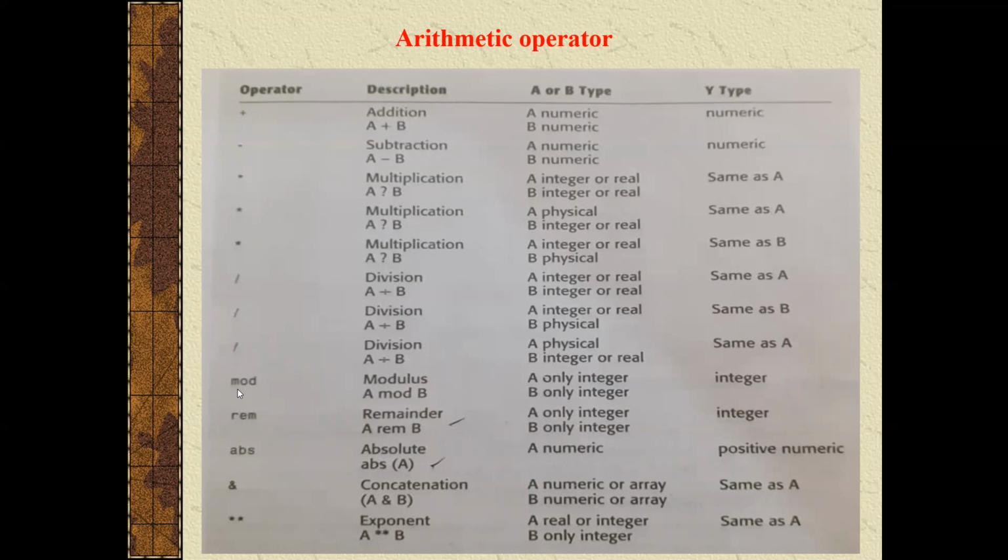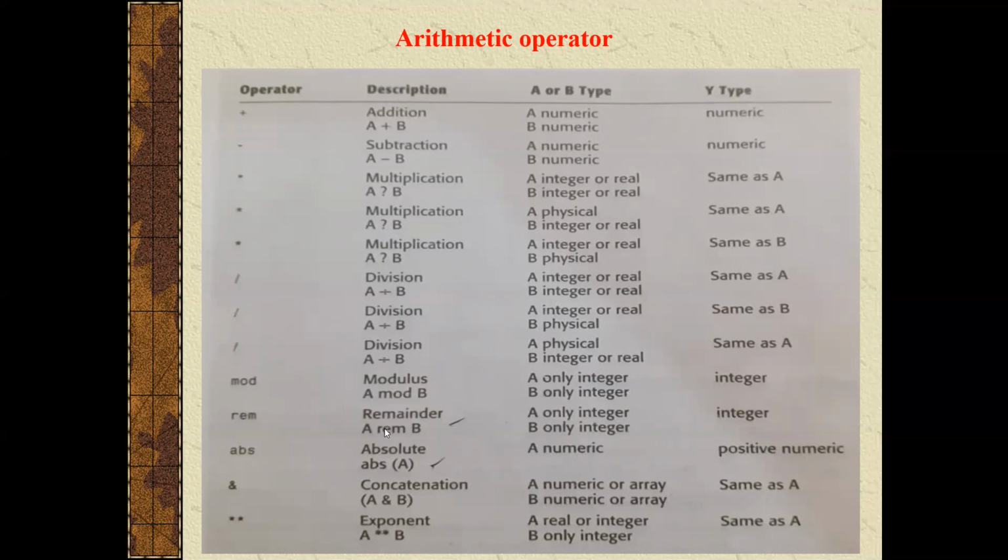The MOD command will be used for performing the modulus operation. So we should write it like A mod B. Here A is an integer type and B is also an integer type, then the output will also be in integer form.